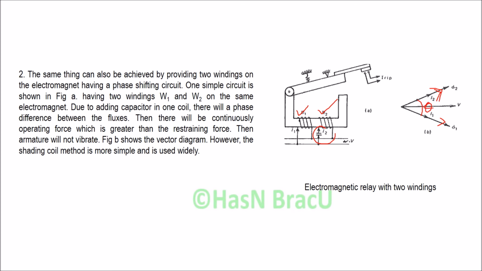Since the capacitor is added in coil 2, phi2 leads phi1. So due to this phase difference, there will be continuously operating force which is greater than the restraining force. Then the armature will not vibrate. However, the shading ring method is more simple and widely used.